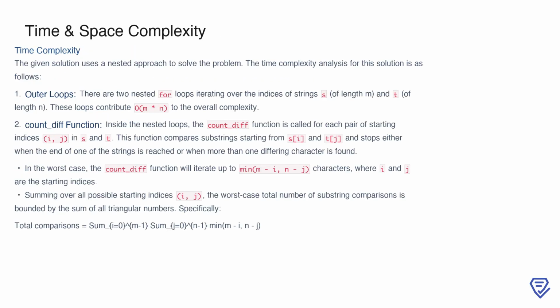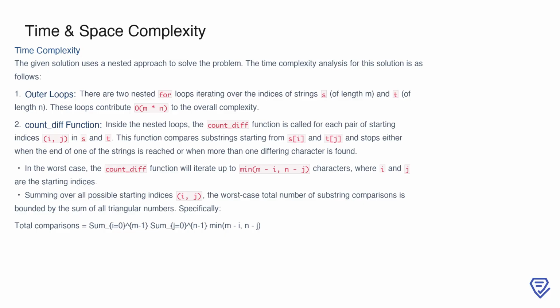Here, we analyze the time complexity of our solution. The solution employs two nested loops that iterate over the indices of strings s and t. If s has a length of m and t has a length of n, these loops contribute m*n to the overall complexity. Inside these loops, the count_diff function is called for every pair of starting indices i, j, from s and t. This function compares substrings starting at s[i] and t[j], stopping when either one of the strings ends or more than one difference between the substrings is found.